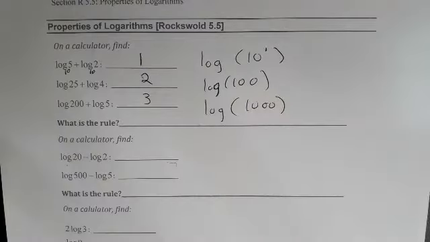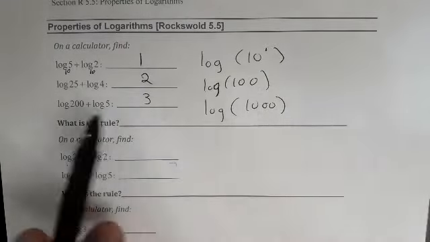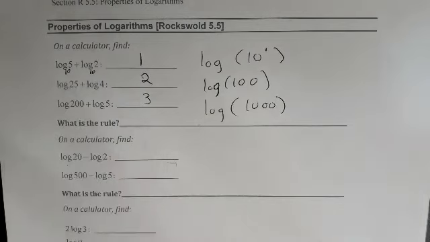So how am I getting that? How am I getting 10 from 5 and 2? How am I getting 100 from 25 and 4? And how am I getting 1,000 from 20 and 50? That's what they're wanting to know.